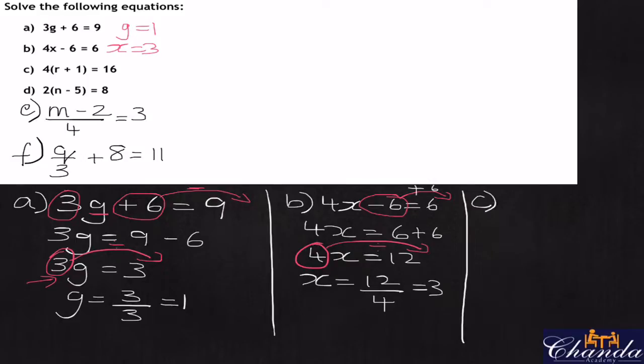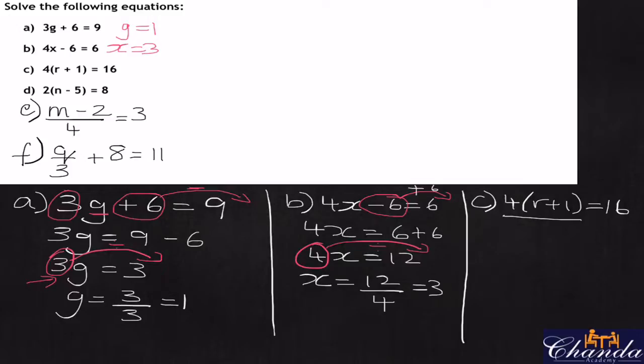So part C tells us 4 bracket r plus 1 is equal to 16. Okay, now you have a couple of options here. First option is we can simply multiply this through. So we can multiply this bracket using the distributive law that we learned about. So, 4 times r, 4 times 1, etc. So we can expand it out.